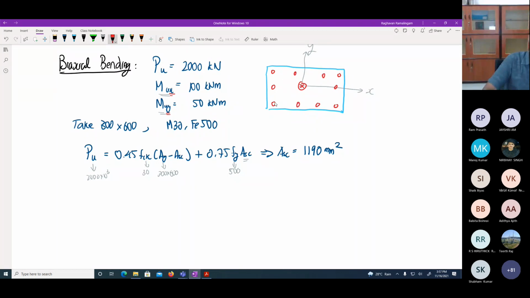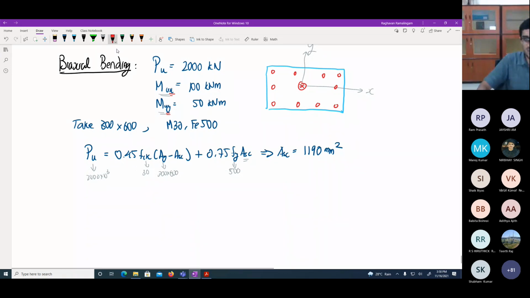So it's better for me to give it this way because I have one more moment along the y direction also. Therefore it is better to give the reinforcement on the 4 sides. So in total I have about 10 bars. If I want to fit 10 bars for 1190 mm square, then I would have about maybe 12 mm bars.